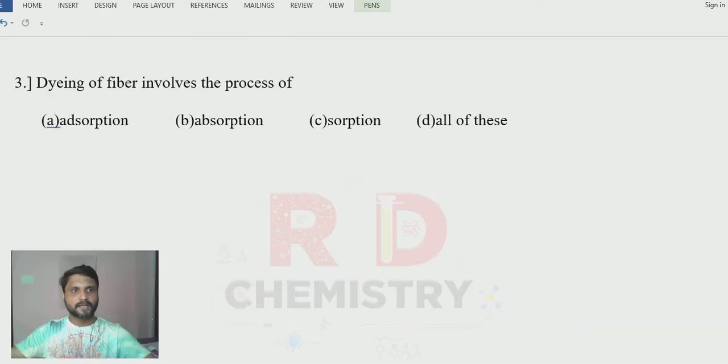Question number 3. Dyeing of fibers involves. Dyeing means coloring the fiber. Okay? You can pause the video. Adsorption, absorption, sorption, all of these. The answer is all of these. The fourth one is the answer.